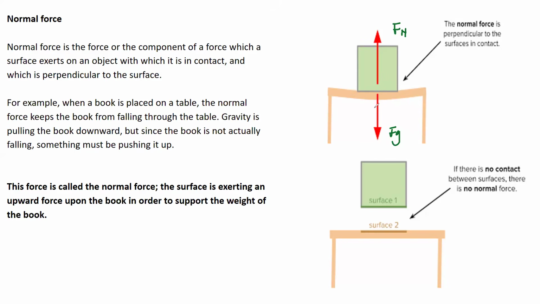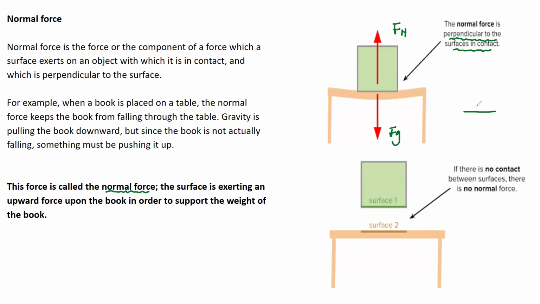They cancel each other out. So this normal force is acting in pair with the force of gravity. I want you to understand that. And therefore, we need to understand that this is a normal force. And why do we say that? Because it acts perpendicular to the surfaces in contact.